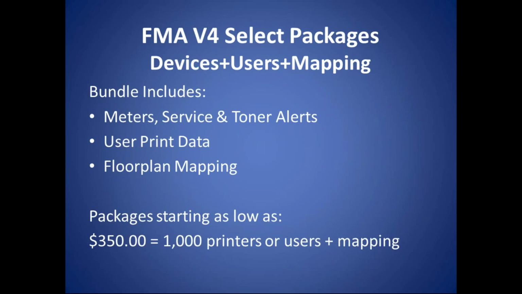From a pricing point of view, what we've done here is we've put bundles together. The first bundle, or the entry-level bundle, is basically 1,000 printers or users plus floor plan mapping, and for that it's $350 per month. That's the starting program. For that you get your meters, service, toner and alerts just like you're getting today. You also get that user data reporting up into FMAudit Central, and you also get the floor plan mapping that we reviewed as well.